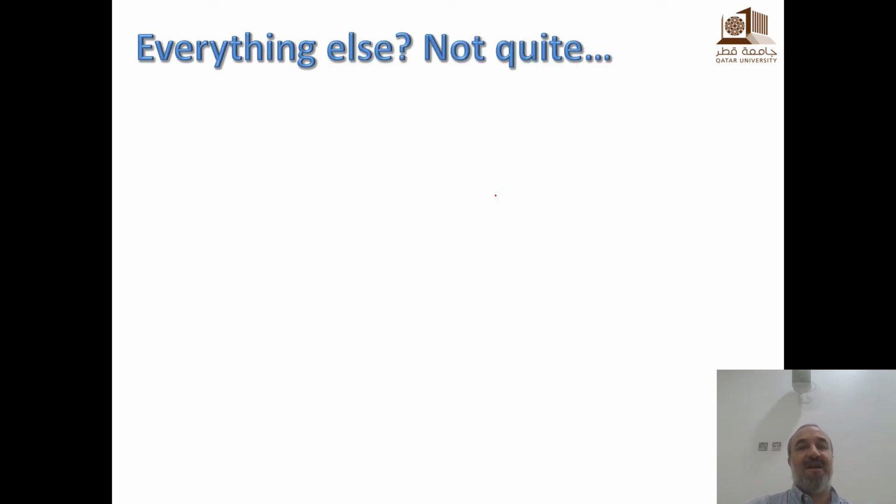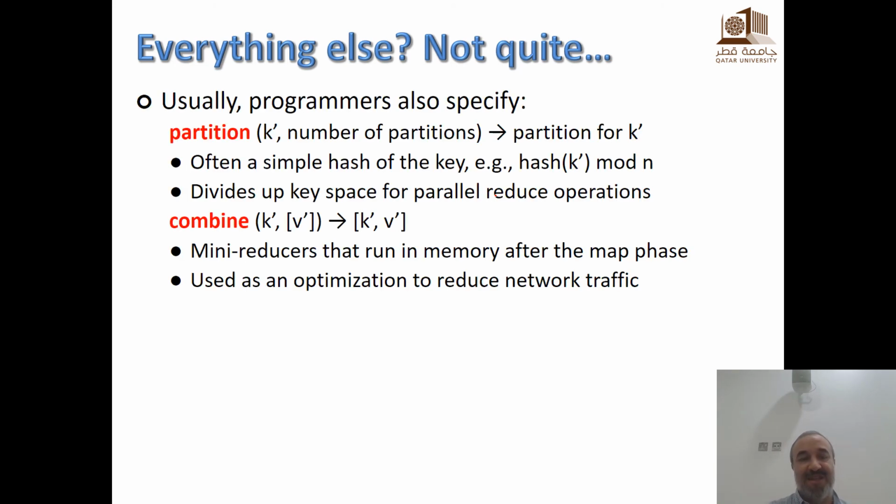We mentioned that the framework does everything else, right? And that you only have to provide the map and the reduce functions. That was not exactly right. You can optionally provide other things. What are these other things? You can also specify two other functions, but you don't have to. They are options. The first one is called partition, and the other one is called combine.